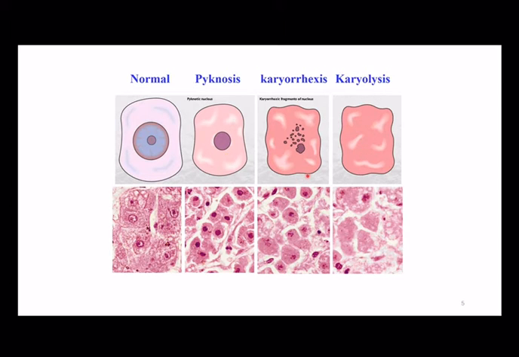The second pattern, karyorrhexis: because of the disintegration of nuclear chromatin and the rupture of the nuclear membrane, nuclear fragmentation occurs. It breaks into several pieces, just like here. The third pattern is karyolysis. In this pattern, non-specific DNase and protease activate, decomposing nuclear DNA and nuclear protein. The dead nucleus will disappear within 1 to 2 days.